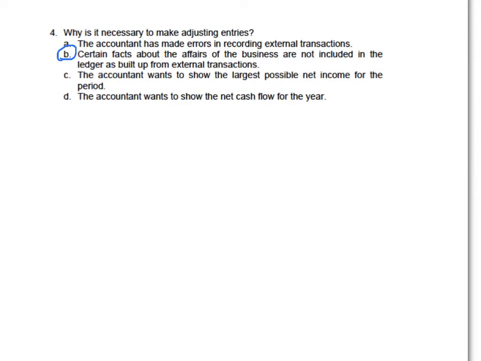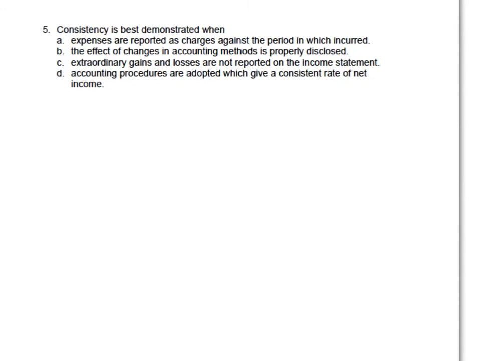All right, moving on. Next one, number 5, it says, consistency is best demonstrated when: A, expenses are reported as charges against the period in which incurred. B, the effect of changes in accounting methods is properly disclosed. So here we might say something like, we went from LIFO to FIFO during the year.